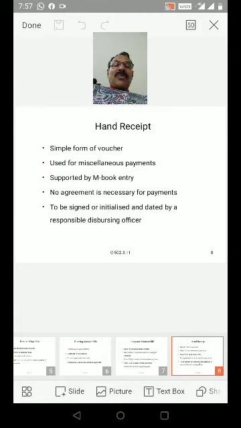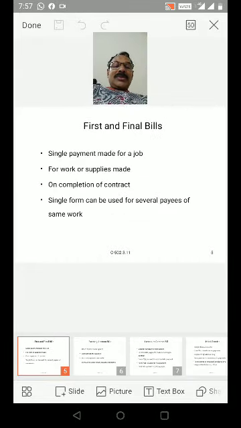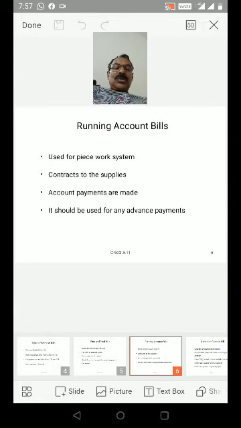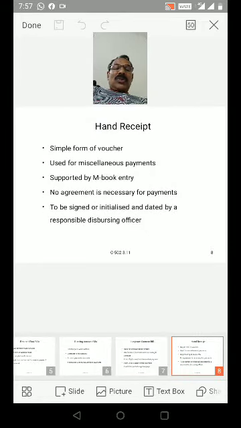And these types of forms of bills are four. That is the first and final bill, form 24. Running account bills, form 25 or form 27. Lump sum contract bills, form 27A and 27B. Hand receipts, form 28. So the fourth one is the hand receipt, form 28.